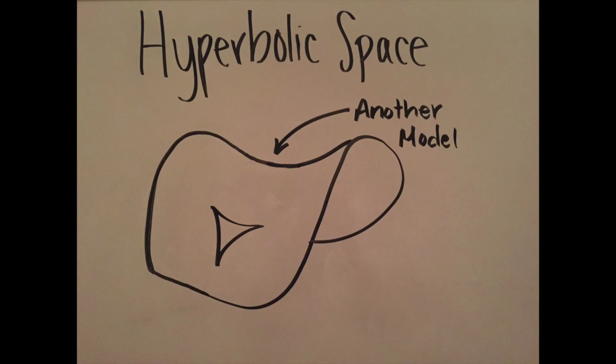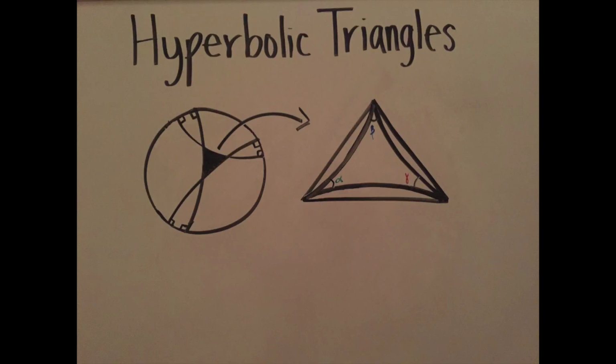Another way we can model hyperbolic space is imagining the shape of a saddle. This is not as easy visually as the Poincare disk model, but this model will prove the fifth postulate to be true as well. Hyperbolic triangles can be created from the intersection of 3 orthogonal arcs in hyperbolic geometry, just as triangles can be made by lines in Euclidean geometry.